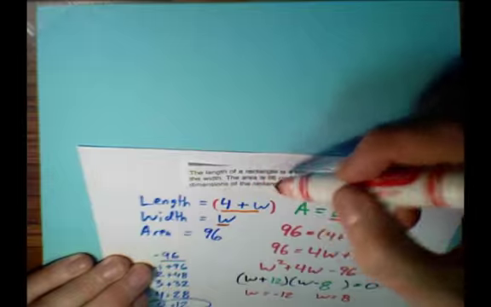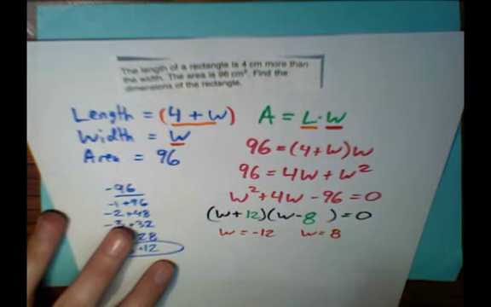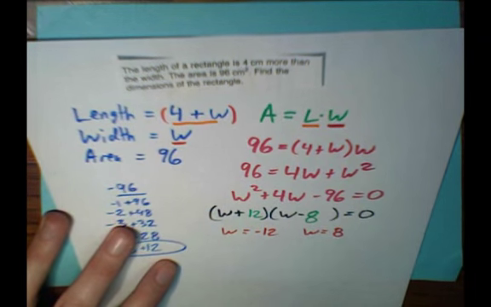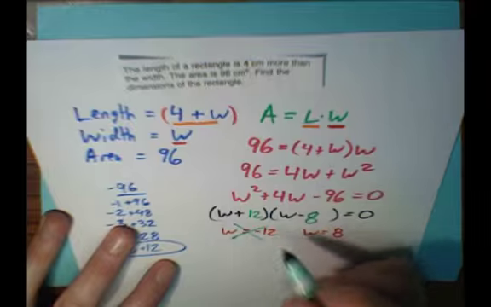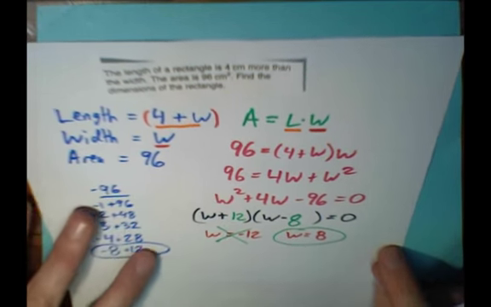Now, getting back to the original problem, it's talking about the length and width of a rectangle, and the width of the rectangle is W. Does it make any sense that the width could be negative 12? No. So we're going to just ignore this answer. This doesn't make any sense. So this is really the best answer for the width.